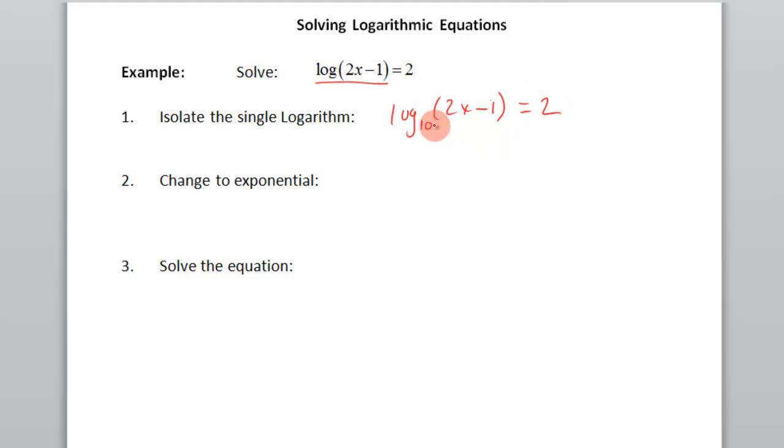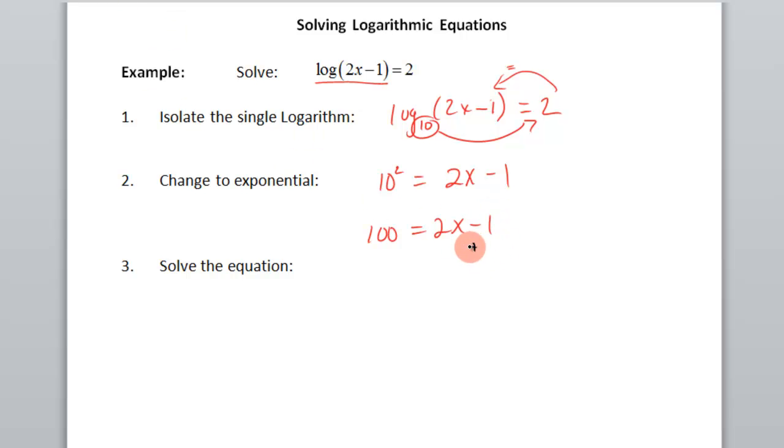The base is 10, remember? 10 raised to the power of 2 equals, remember, inside, right? That's how you change. That's back to the first section of logarithms. So 10 squared equals 2x minus 1, right? And now this is a pretty easy problem to solve. It's just a linear problem. So 100 equals 2x minus 1.